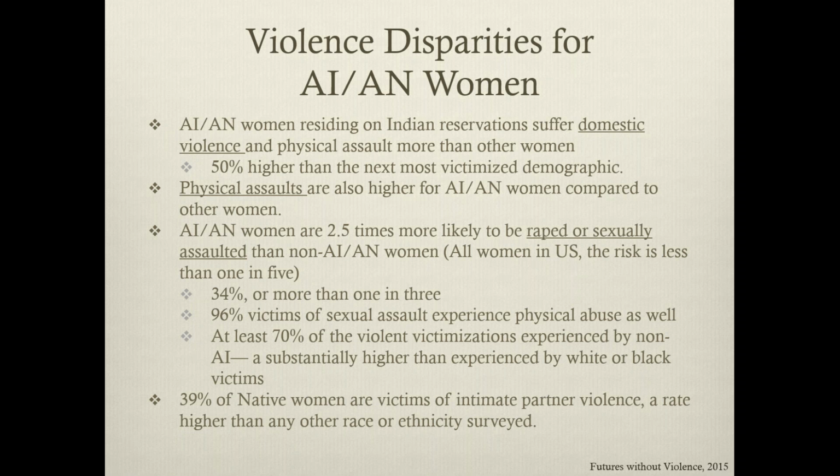Physical assaults are higher. Native women are 2.5 times more likely to be raped or sexually assaulted than non-Native women, and that is about 34% of the population, or 1 in 3. 96% of victims of sexual assault experience physical abuse as well, and at least 70% of the violent victimizations are experienced by non-Native people, which is a substantially higher rate than experienced by any other victims of violence. 39% of Native women are victims of interpartner violence, and that's again higher than any other race or ethnicity surveyed.